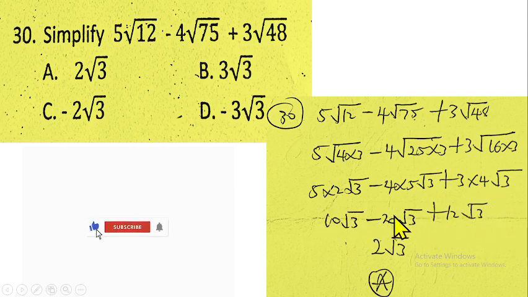This we can simplify further. We have 10√3 minus 20√3, which gives us minus 10√3. Minus 10√3 plus 12√3 gives us 2√3. So option A is the correct option for question number 30.